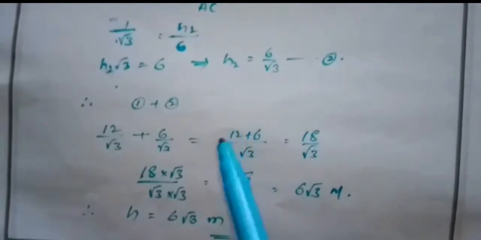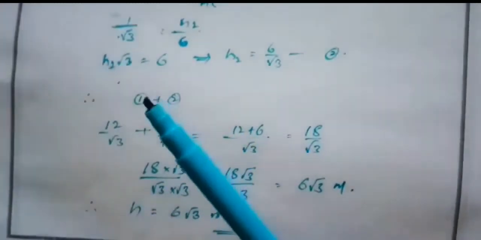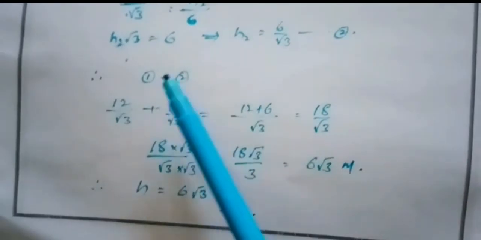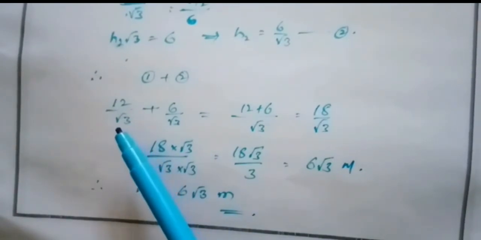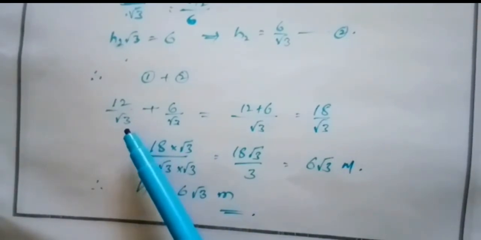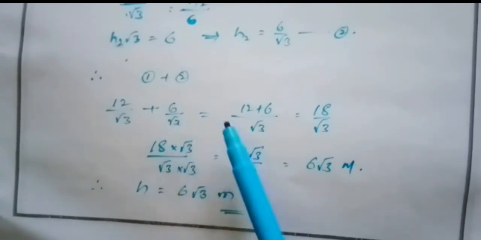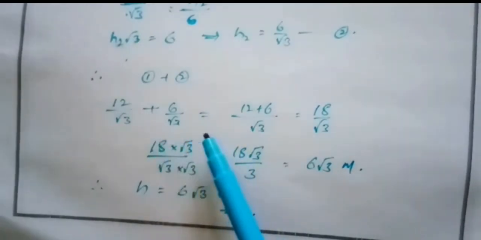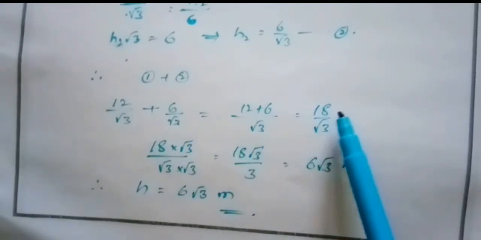Now the total height of the tree, the broken part plus the remaining tree, is h1 plus h2. The first value is 12 by root 3, plus the second, 6 by root 3. 12 by root 3 is the length of the broken part, and 6 by root 3 is the remaining height of the tree after breaking. Taking the common denominator root 3, 12 plus 6 by root 3 gives 18 by root 3.